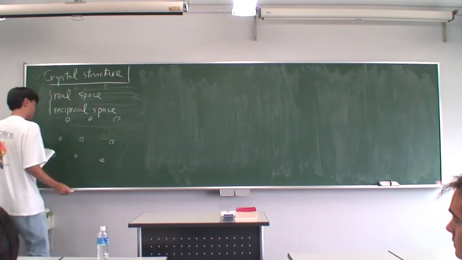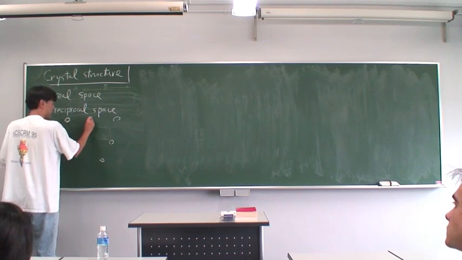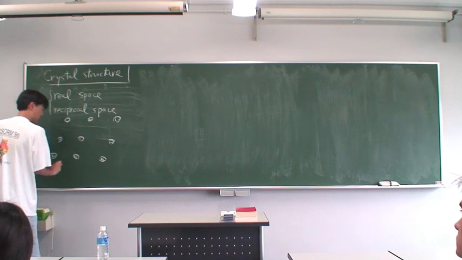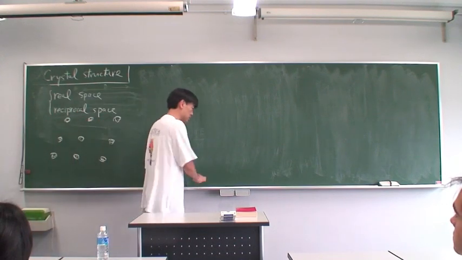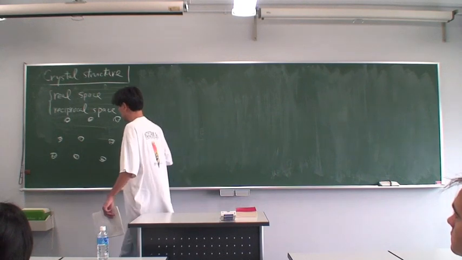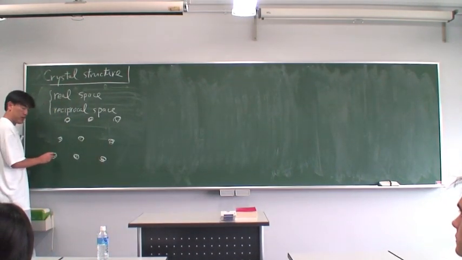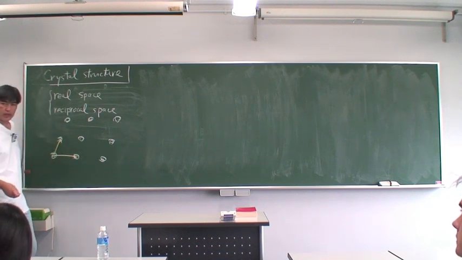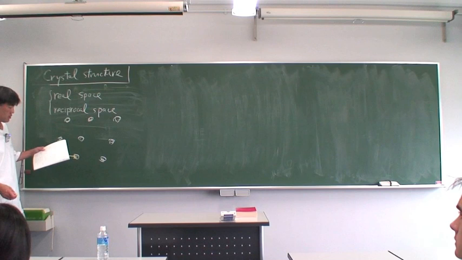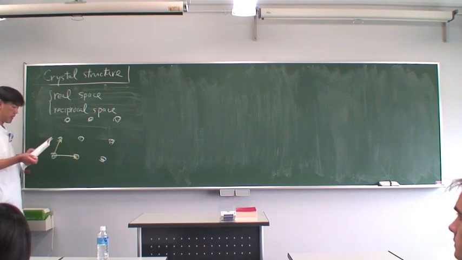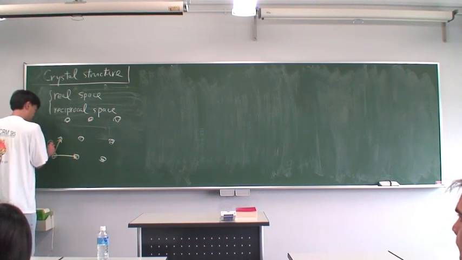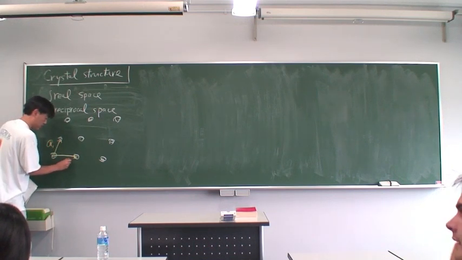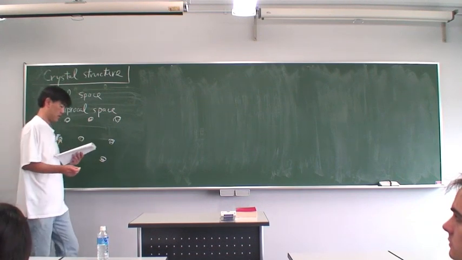I'm drawing a two-dimensional crystalline structure. And I say this is a crystal because I can define one vector this way, the other vector this way, and everything in this lattice is given by using these vectors. I say this vector is A1, and this vector is A2.